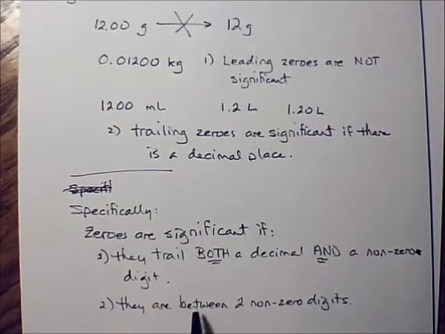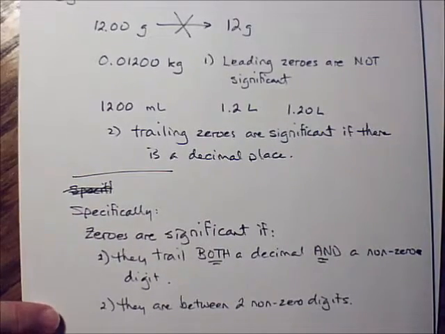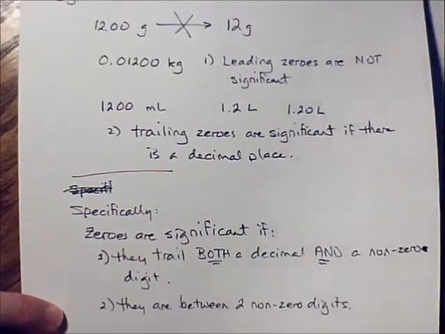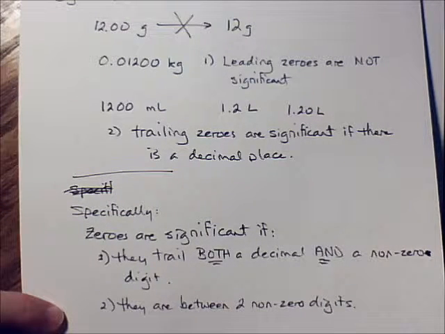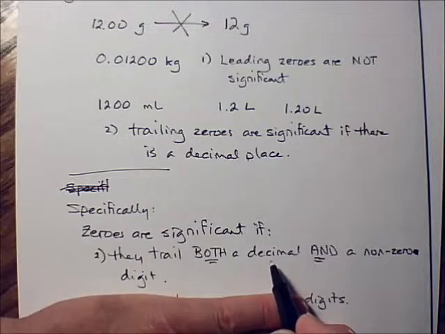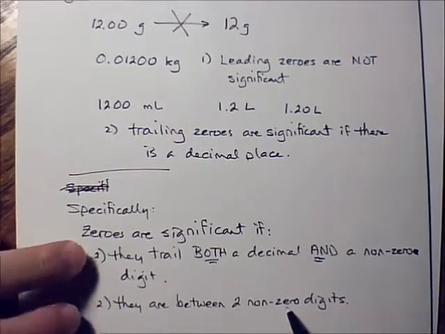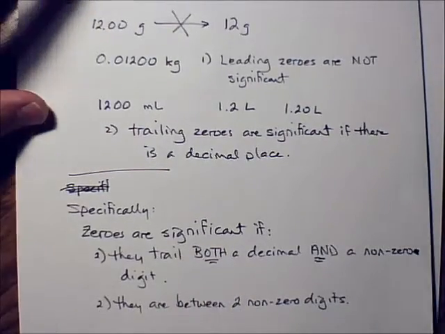But if you don't have both of the parts of the 2-part rule, it will not make a zero significant. Either one of these 2, the 1-part rule or the 2-part rule, will make a zero significant. You have to have both parts of this one to be significant, or just this one. Either one of these 2 will make it a significant zero. Let's do some examples.